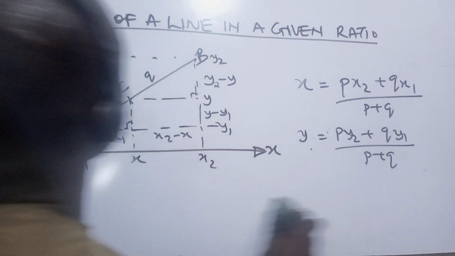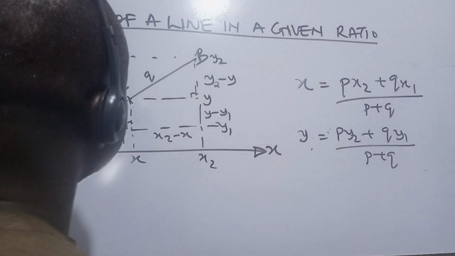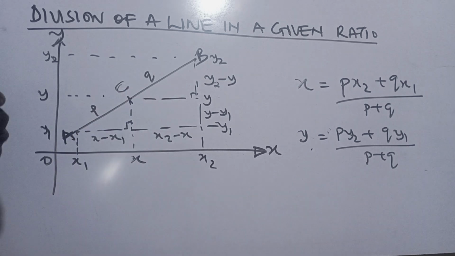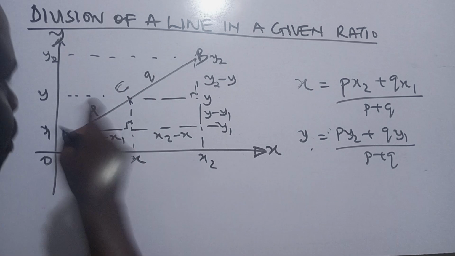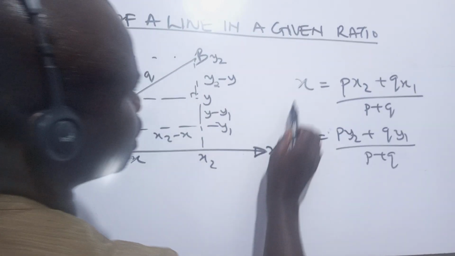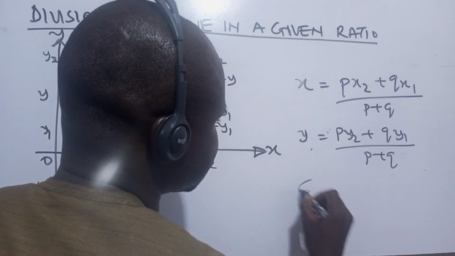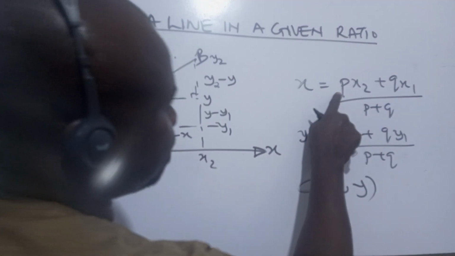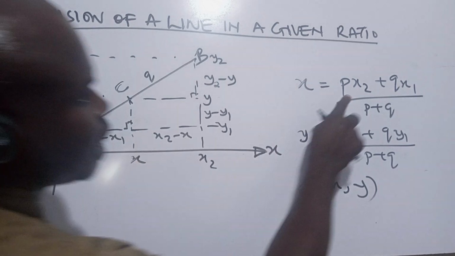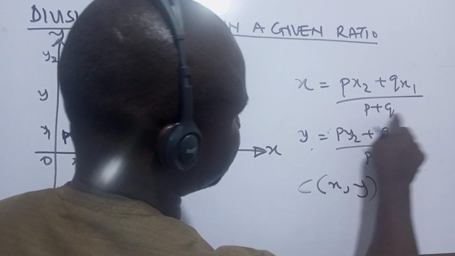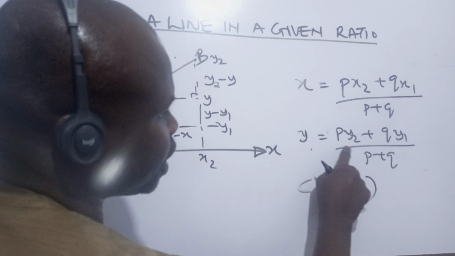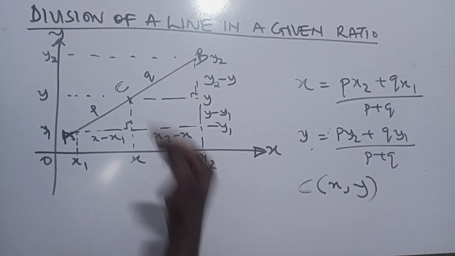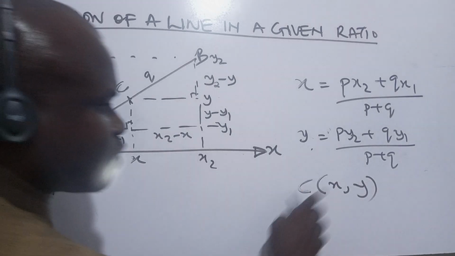But in this case, we want to find the division of a line in a given ratio. Here, the line AB is divided in the ratio P:Q. So how do we find the coordinates of that point C, which will be x comma y? X will be P x2 plus Q x1 all over P plus Q. The y coordinate will also be P y2 plus Q y1 all over P plus Q. Instead of dividing by 2, as when we take the midpoint, this is what the coordinates will give us.